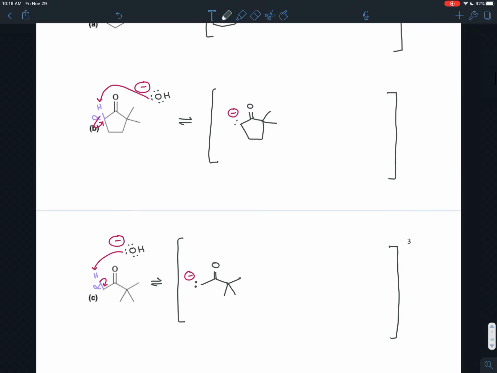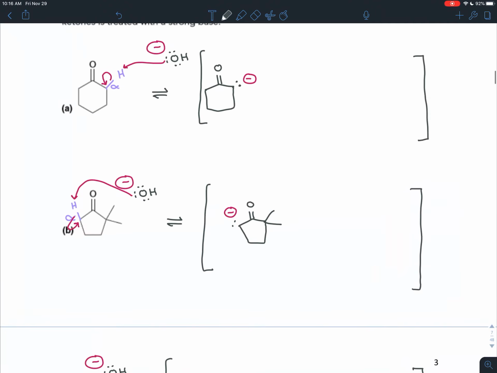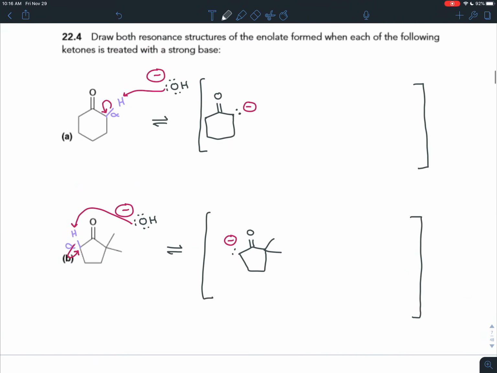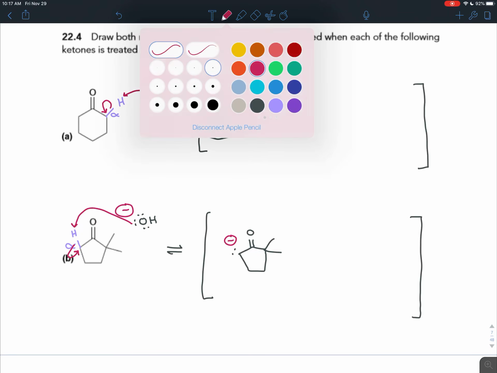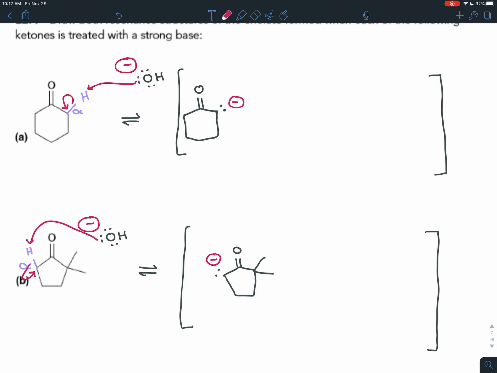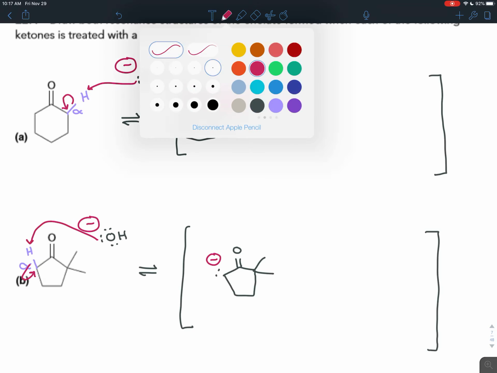Okay, so far we have trained our eyes to see the alpha carbon and specifically the alpha hydrogens on it. And that is an important feature of an aldehyde or a ketone because that alpha hydrogen is acidic. You can treat it with a strong base and you get this allylic lone pair in each of these cases. To draw the other resonance structure for an allylic lone pair, you draw the lone pair going toward the pi bond and the pi bond going away from the lone pair.